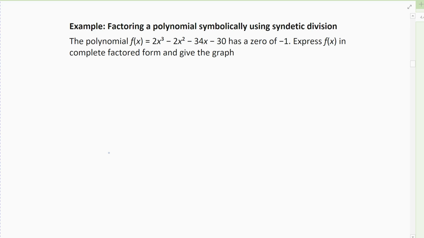Actually, this one's hard to do graphically, because if you look at it graphically, it looks like it only has 2 zeros, but it actually has 3. And so you miss one of them if you're looking at it graphically. And so this one actually almost needs to be done synthetically. So this is where we're going to practice what we did before.